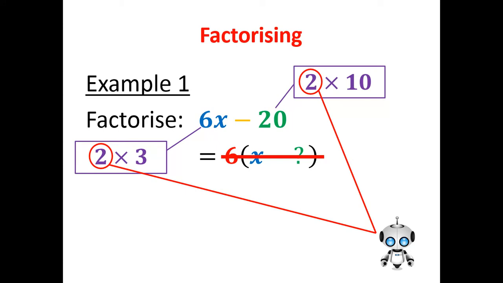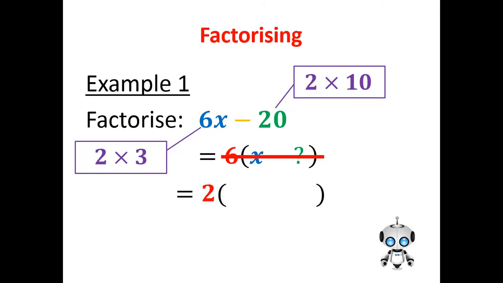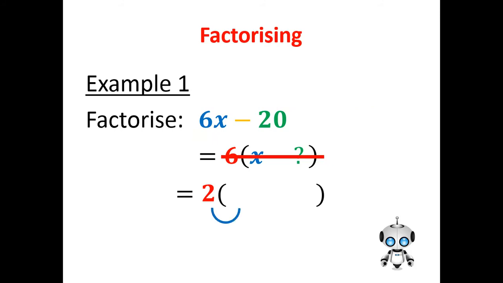So we're not going to take 6 out the front of the brackets, we're going to take 2 out the front of the brackets. Now, 2 times what makes 6x? So 2 times 3x will make 6x. So we write 3x inside the brackets. We see a subtract and put a subtract. And finally we say 2 times what makes 20, or 2 times 10 makes 20. So our final expression is 2 bracket 3x subtract 10.